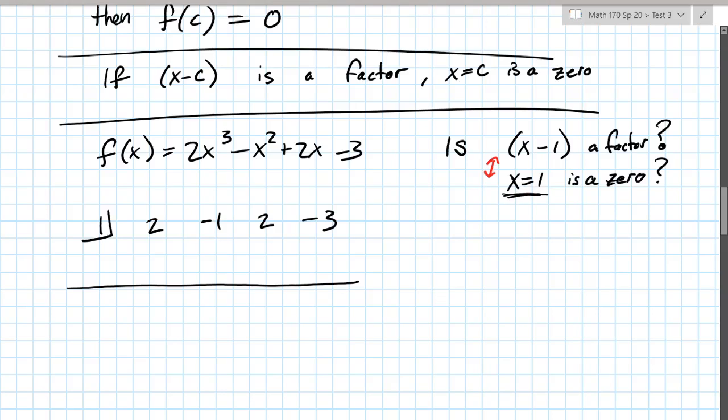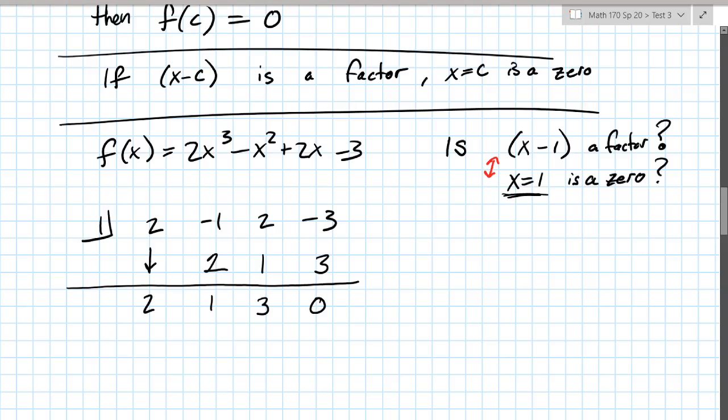Here is what we're trying to do. 2 carries down. 2 times 1 is 2. Subtracting 1 gives us a positive 1. Times 1 is 1. Adding 2 plus 1 gives us 3. 3 times 1 is 3. And negative 3 plus 3 is 0.